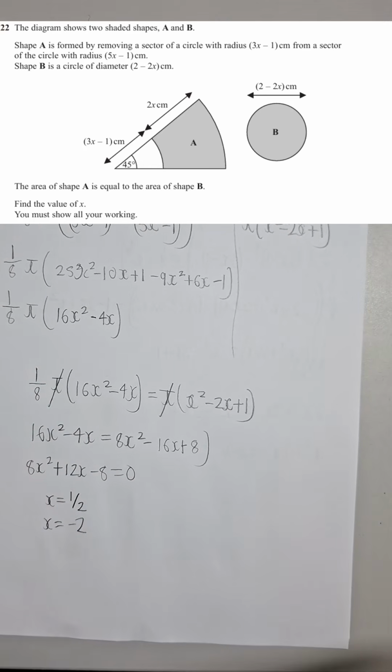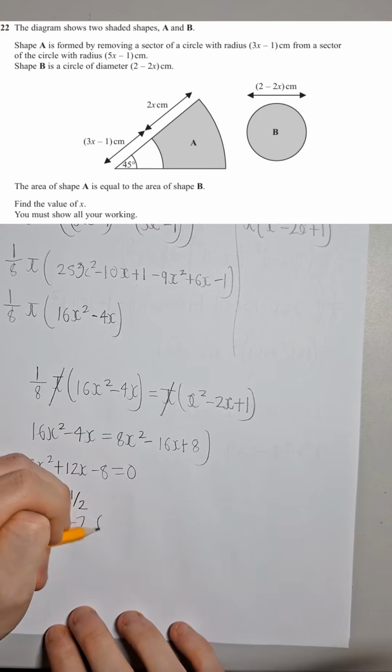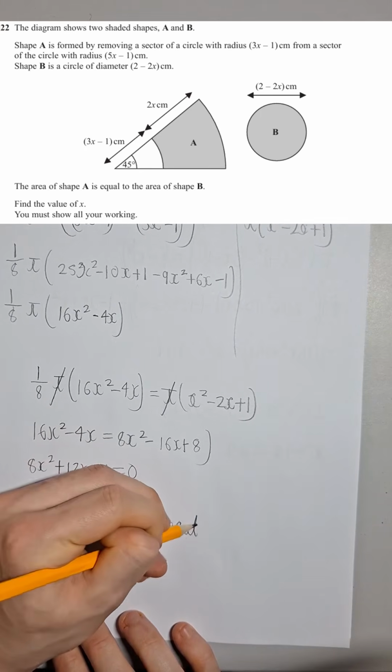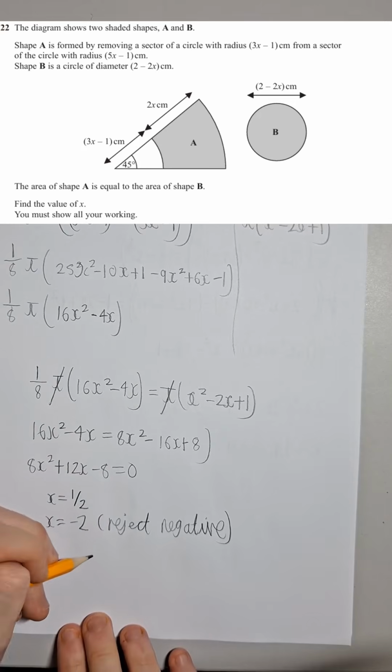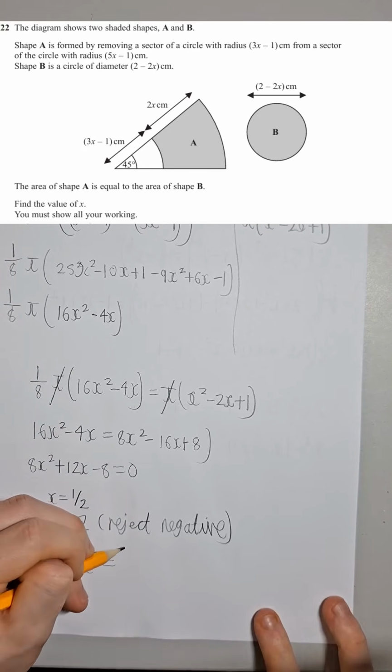Now, you can't have a negative length, so we reject the negative, and in some questions you actually have to state you reject the negative. I think that's mainly an A-level thing though, and you can just get away with saying that x equals a half.